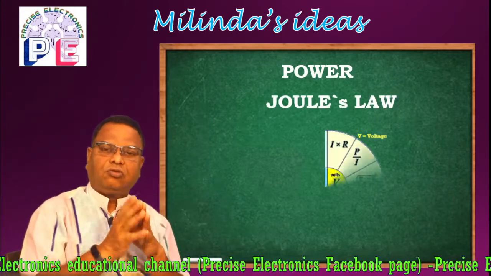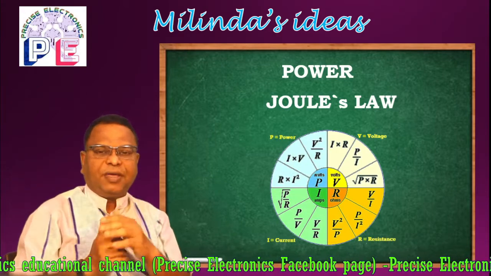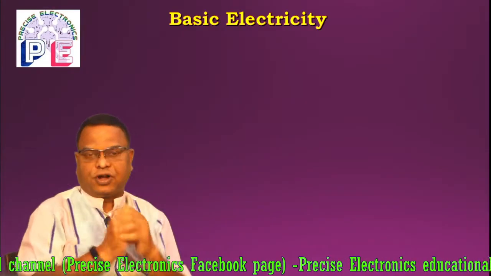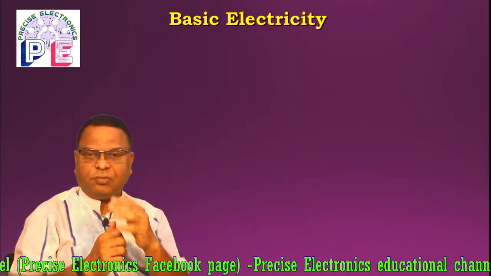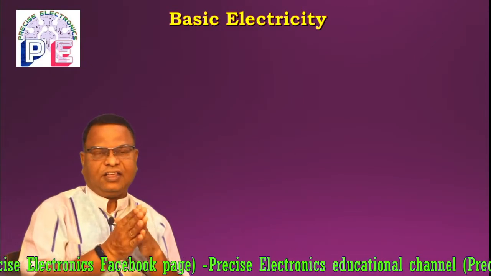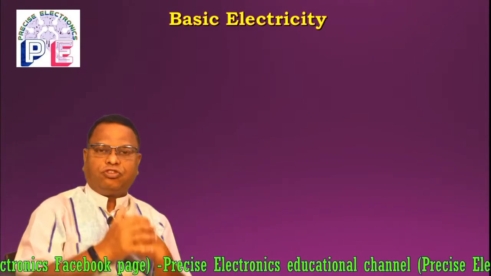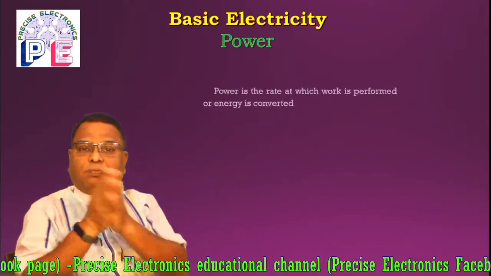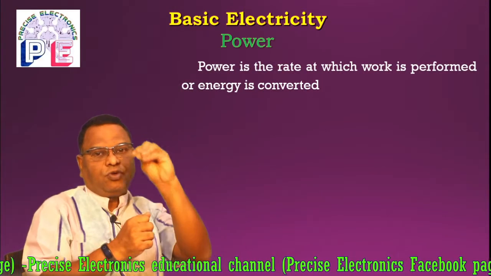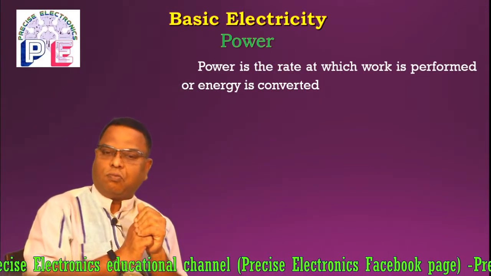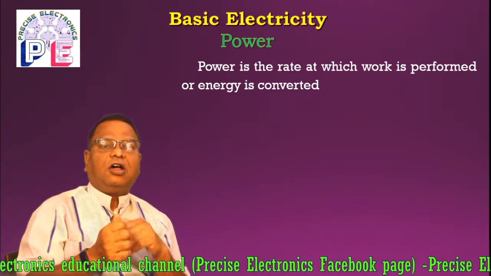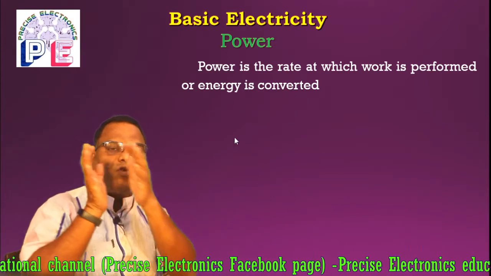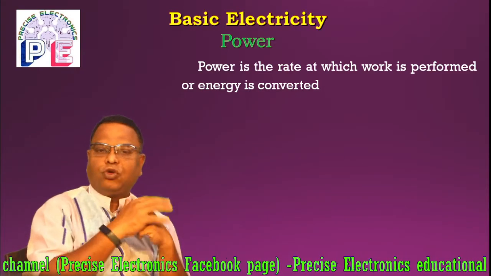First of all, energy. What is energy? The capacity of a physical system to perform work, or the ability of that system to do work, that is energy. And what is power? Power is the rate at which work is performed by that system, or the rate at which energy is converted from one form to another form. That is known as power.